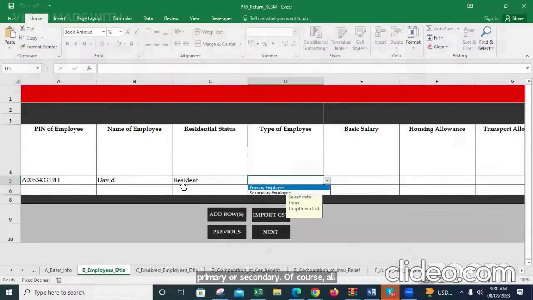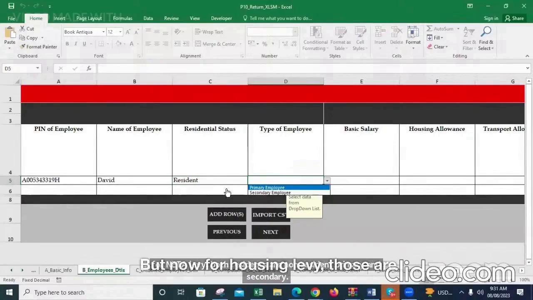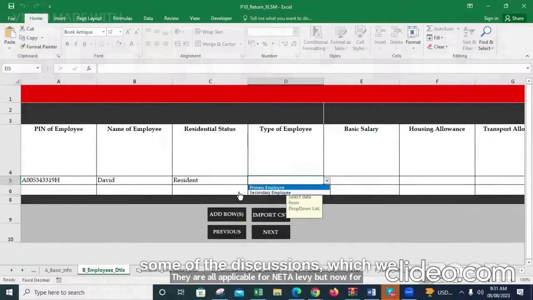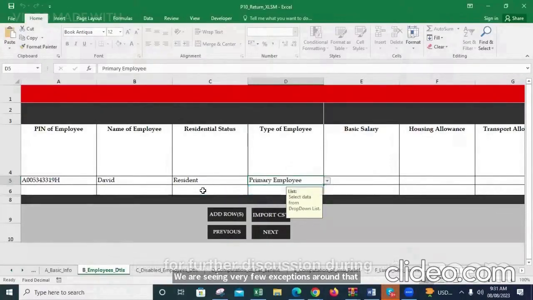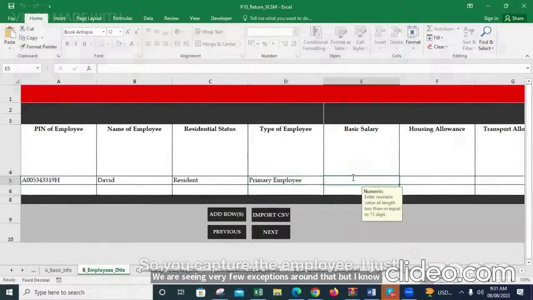It's very straightforward that for NITA levy, both resident and non-resident, primary and secondary, are all applicable. But for housing levy, those are some of the discussions which we should probably be having in the Q&A amongst the panelists. Even as you look at the definition of employment income, or who an employee is, it's a very general definition, and we are seeing very few exceptions around that. But it will be for further discussion during the Q&A. So you capture the employee. I just need to capture something so that we proceed.